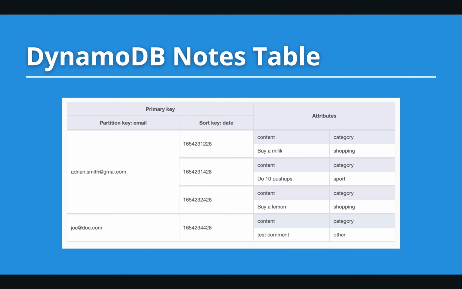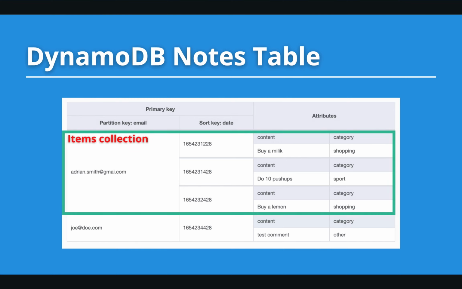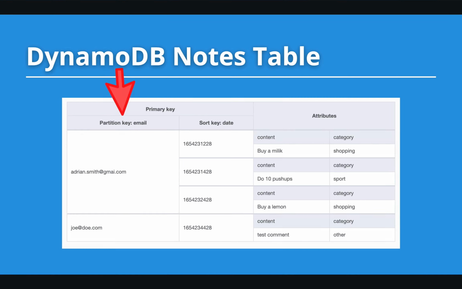We can create a structure called an item collection. In the item collection, we use the composite primary key. The partition key is useful for fetching a subset of records. In our example, it will be an email, and it will allow for fetching all notes of a specific user. Then the sort key will add the possibility to uniquely identify the item. In our case, it will be the date of creation.